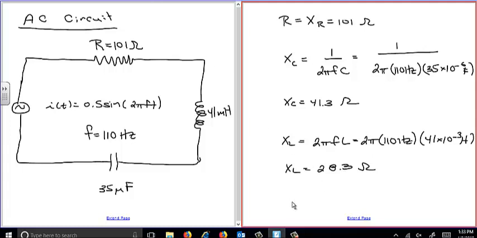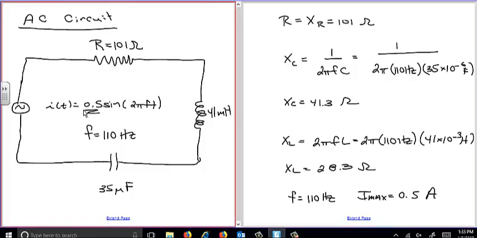Notice the frequency. We already wrote that down. Frequency is 110 hertz. And the amplitude. So, yeah, what is the amplitude? Well, in this case, the maximum current is 0.5 amps. So whatever this amplitude of the sine function is, that's the maximum current, because this is current. So this is going to be, sine goes between -1 and +1.